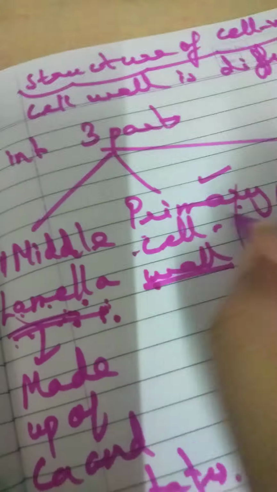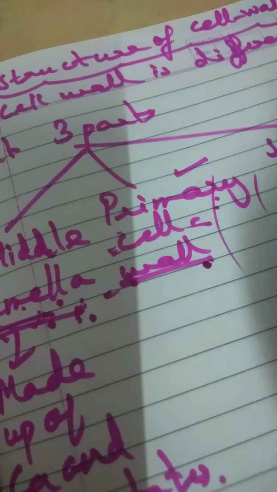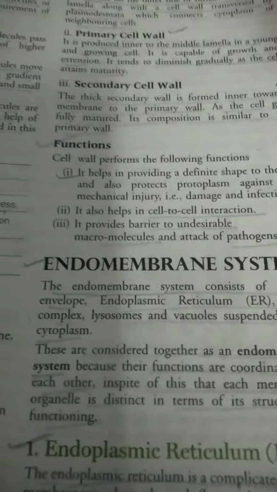As the cell gets fully matured, the composition and function of the secondary wall is similar to the primary cell wall. Now this was about the structure of the cell wall. Now we'll study the functions of the cell wall.